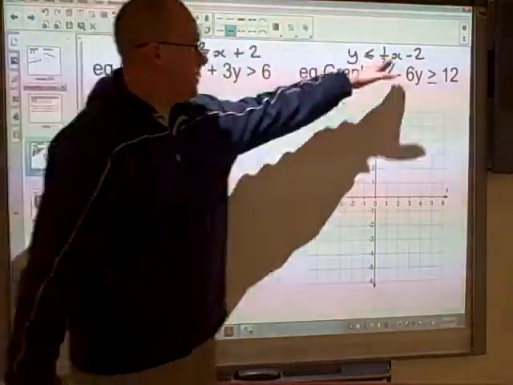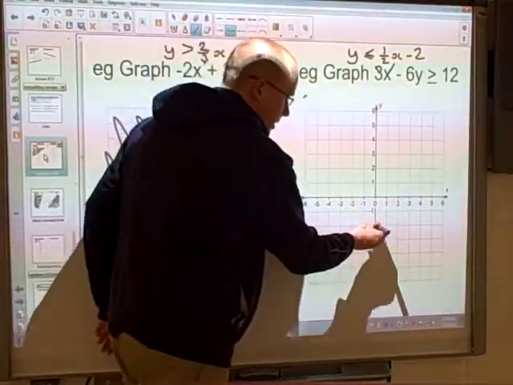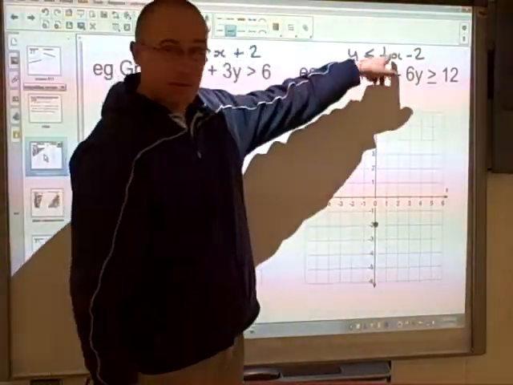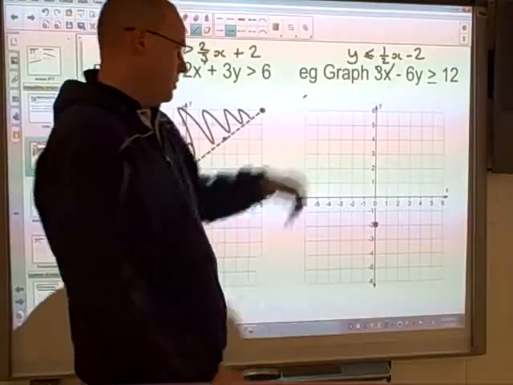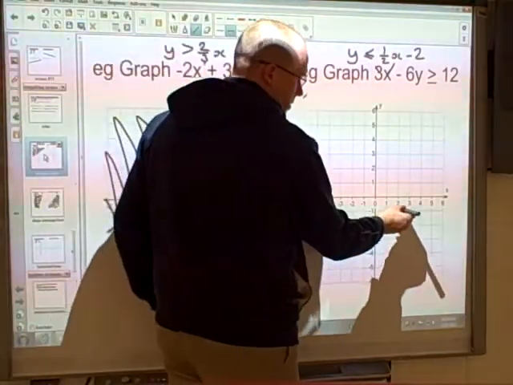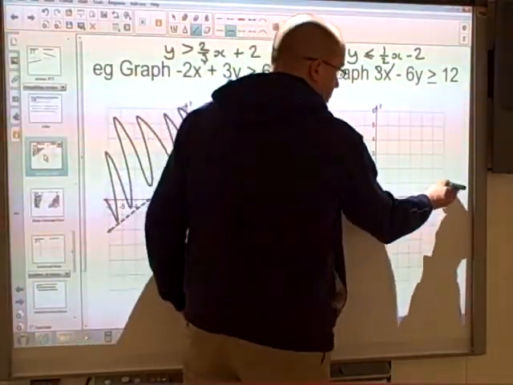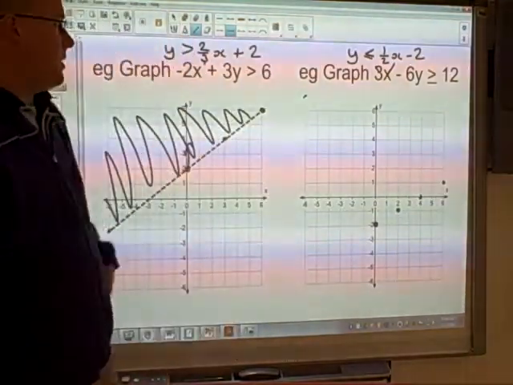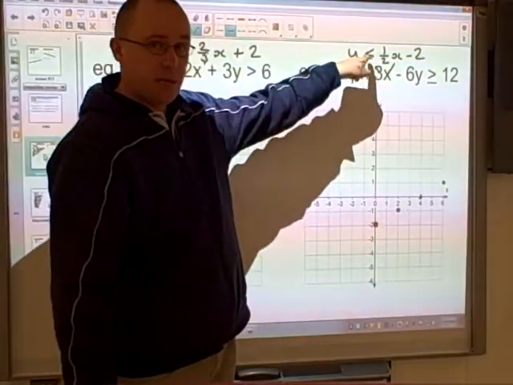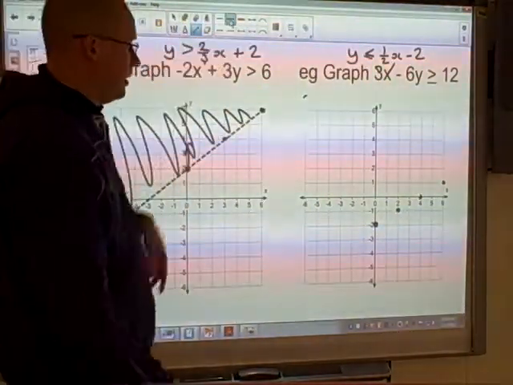So, first of all, we know the y-intercept is -2, so let's go down there. The slope is a half, so 1 up, 2 across, rise over run, rise 1 up to 2, rise 1 across 2, and so on. And when we come to graph this, we have the equal sign here, which tells us this is going to be a solid line.